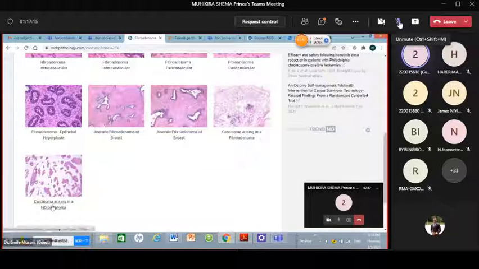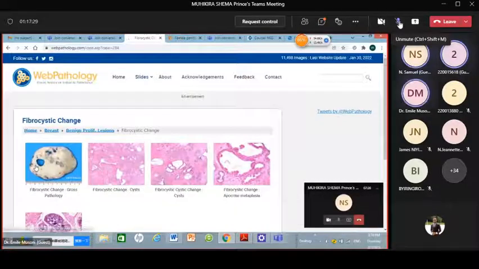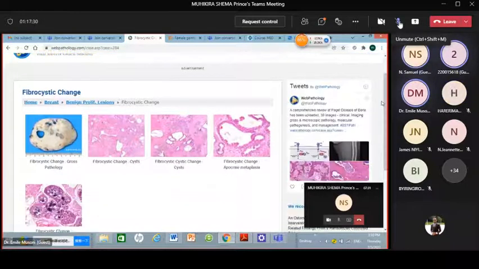Here they say carcinoma arising in fibroadenoma. Here there's some mucinous. A fibrocystic change. You see how it looks on the microscope. You can even see some cystic lesion on the microscope. And this one is the cyst.